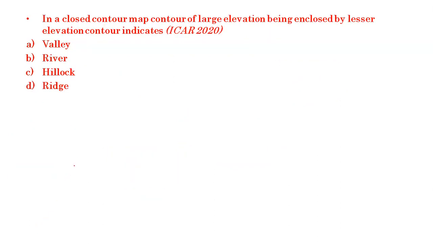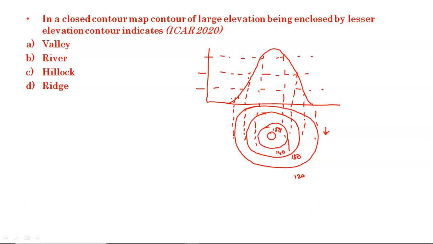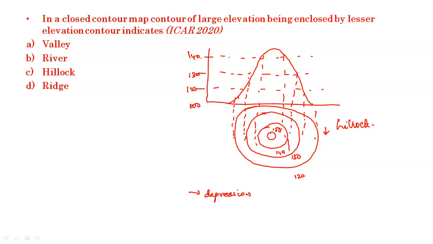So next question. A closed contour of large elevation being enclosed by a lesser elevation contour indicates. See the diagram. This is the closed contour. So values are here. So it represents the hill. In a series of closed contours, if the higher values are inside and the lower values outside, it represents the hillock. In the same way, if the higher values are outside the closed contour, it represents the depression.